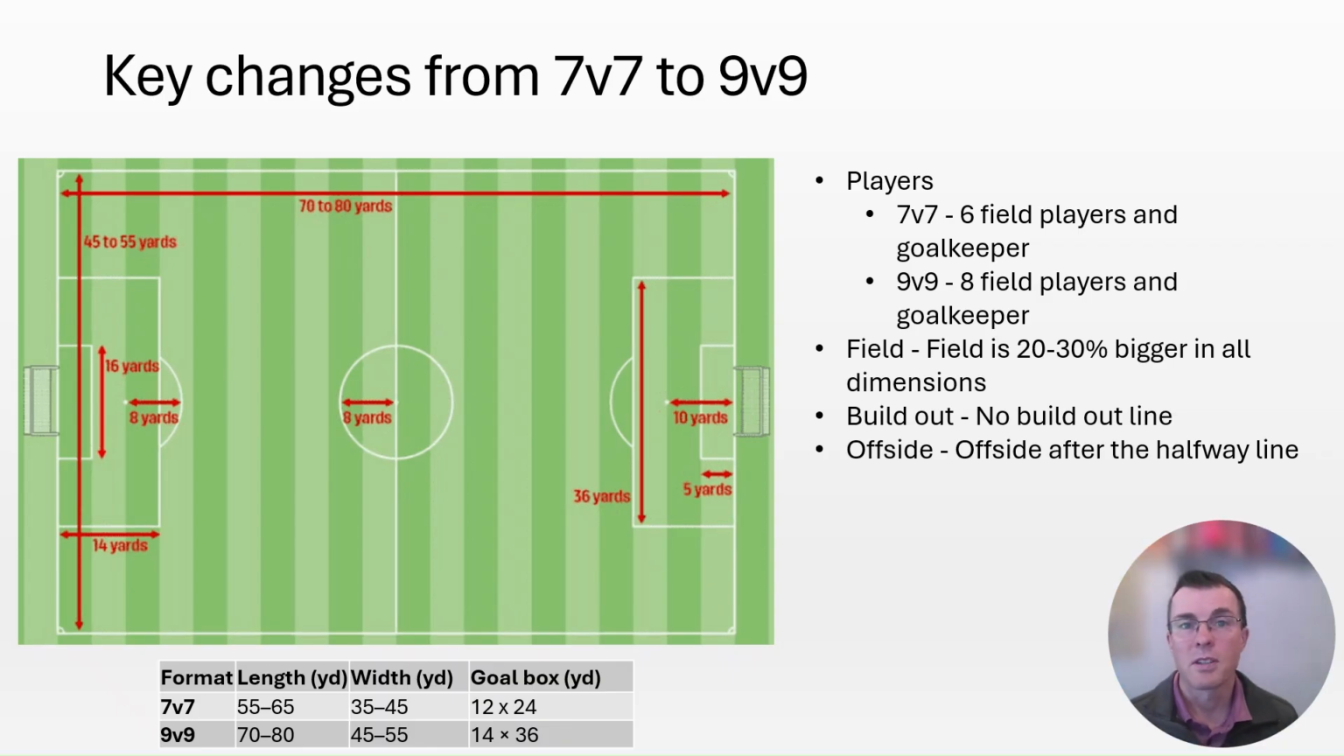So let's talk through some basic things that are changing from 7v7 to 9v9. The field is 20 to 30% bigger in all dimensions. There's no build-out line, and then there's offside after the halfway line because there's no build-out line to have offside from. And then the biggest change is that there's going to be 8 field players instead of 6 field players. So let's have a talk about where those players are going to go.